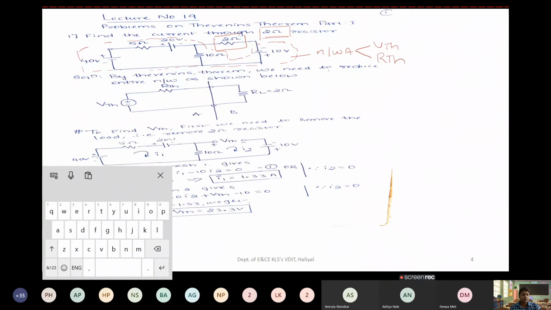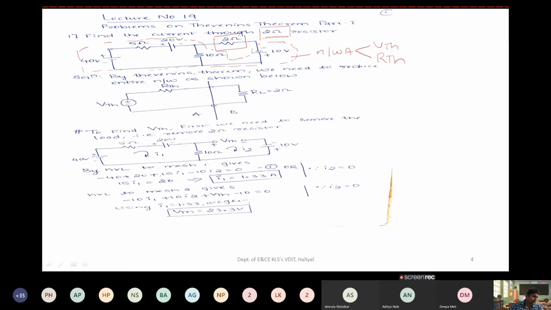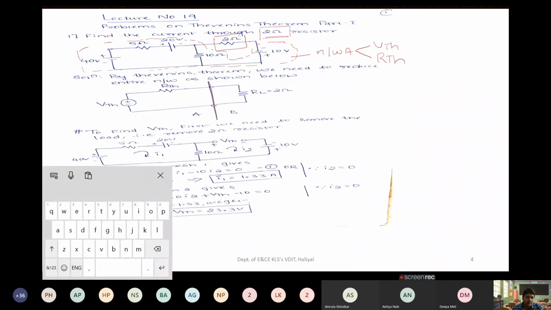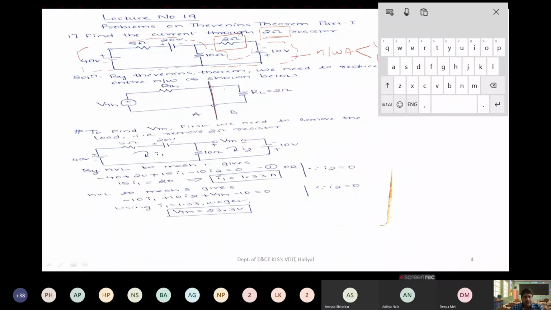Okay, so let me just check this again. Now, if you divide this entire network, what we expect is we should get this network, to get VTH and RTH with RL separately equal to 2 ohms.